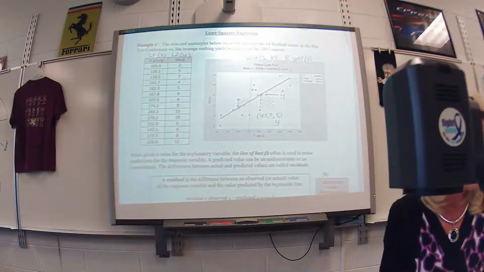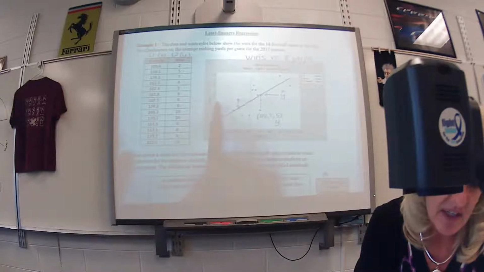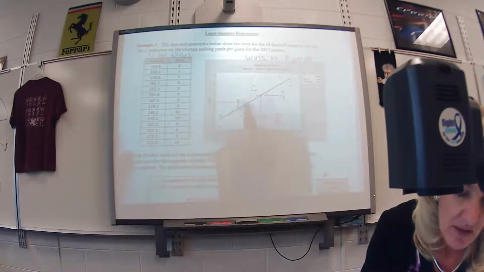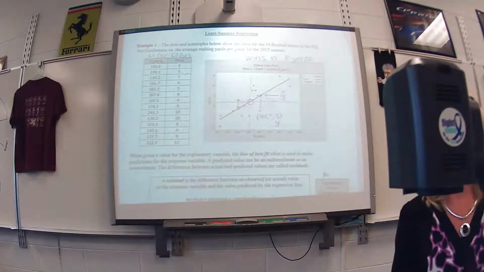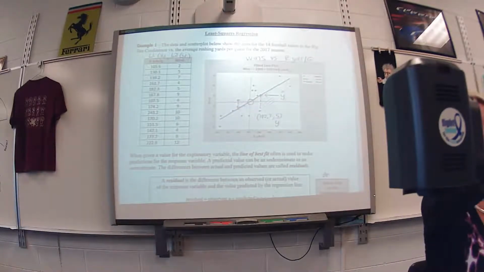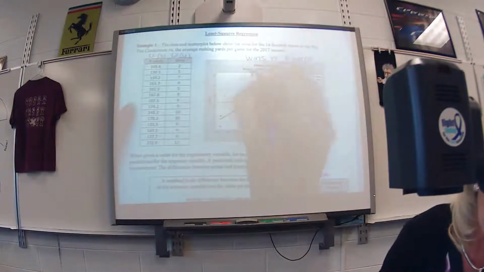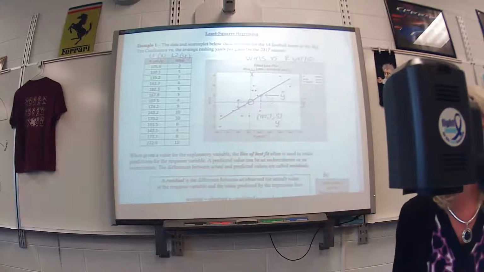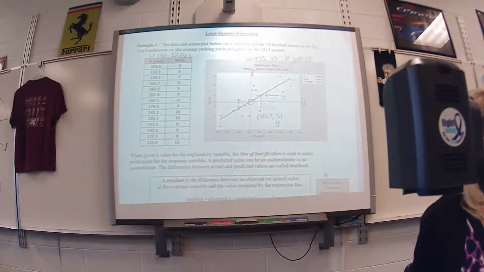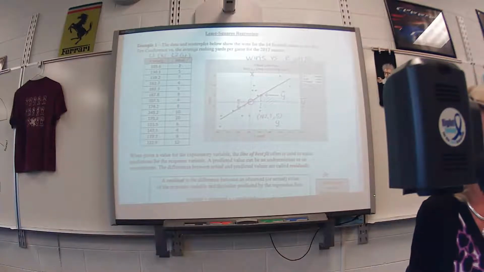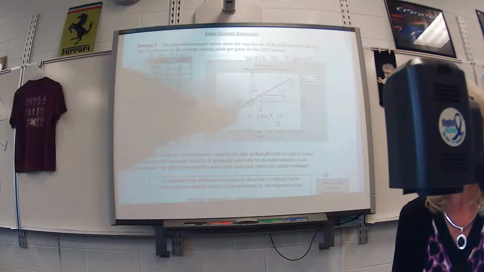And Y bar, I just said, was 6.8. So somewhere right about in here. Where those two horizontal and vertical lines intersect, this was my X bar, this was my Y bar. That point of intersection should always be on the trend line, always, okay? Your X bar, Y bar should always be on the trend line.